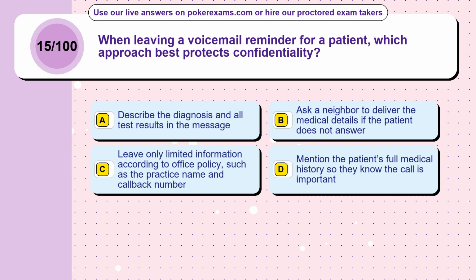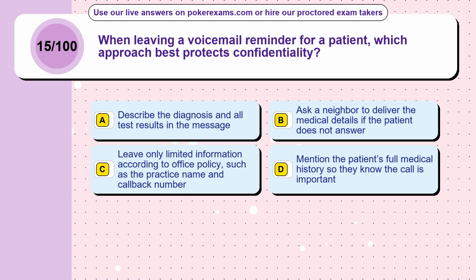Question 15. When leaving a voicemail reminder for a patient, which approach best protects confidentiality? Option A, describe the diagnosis and all test results in the message. Option B, ask a neighbor to deliver the medical details if the patient does not answer. Option C, leave only limited information according to office policy, such as the practice name and callback number.